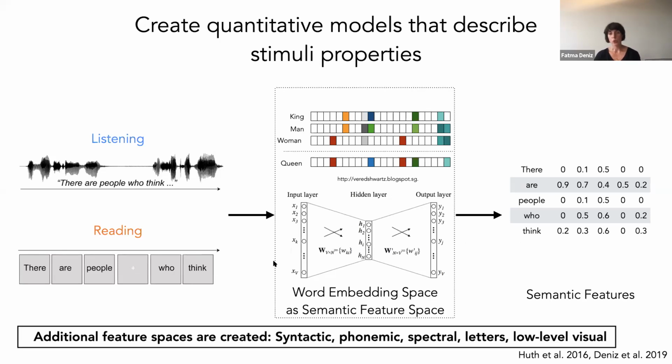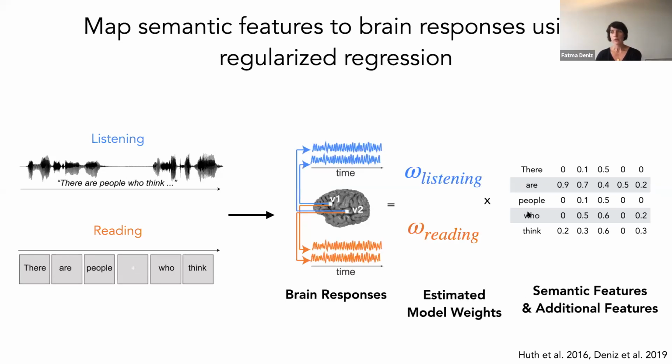We also usually create, in addition to the main feature space, different additional feature spaces. For this study, for example, we use syntactic, phonemic, spectral, low-level visual, and letter descriptions of the words. We can always look into these individual models, and you will learn this in the tutorial part as well, and see how much variance each model explains when you fit these feature spaces jointly to the brain data.